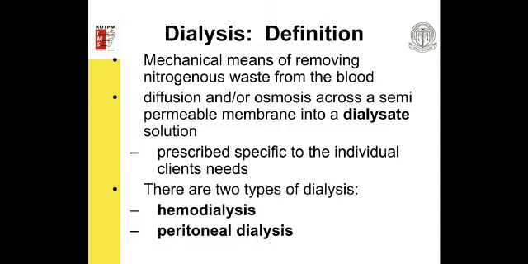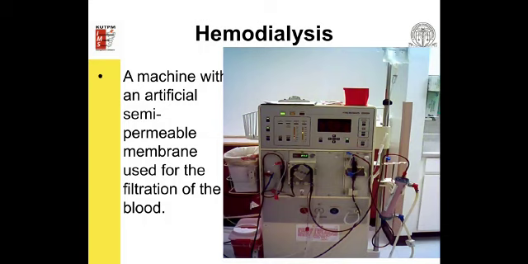The machine is an artificial semi-permeable membrane used for the filtration of blood, and we do need to heparinize. This is your hemodialysis machine, which is very essential. One line goes to the vein and another one goes to the artery, and the impure or abnormal substances are removed.